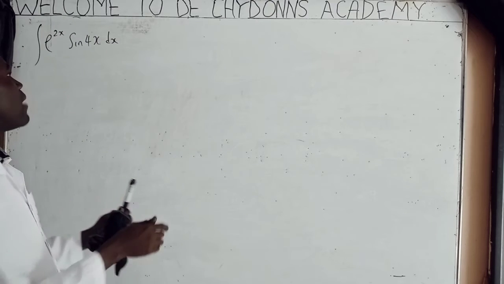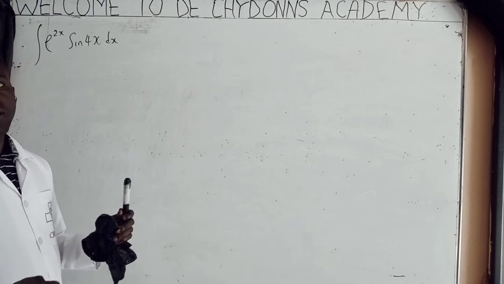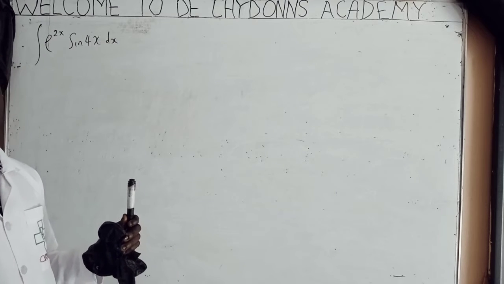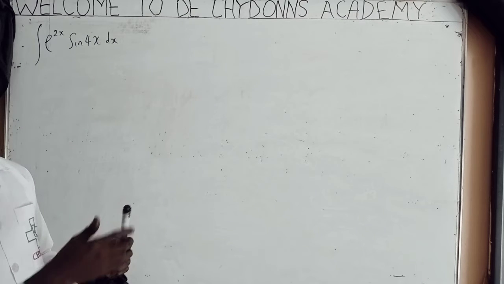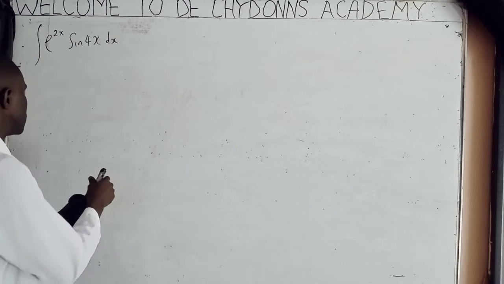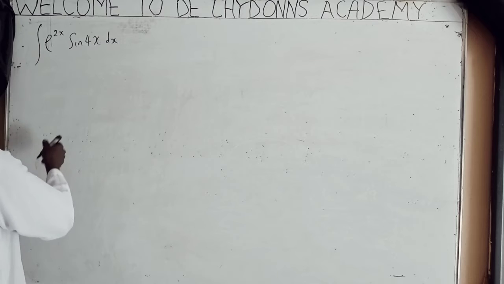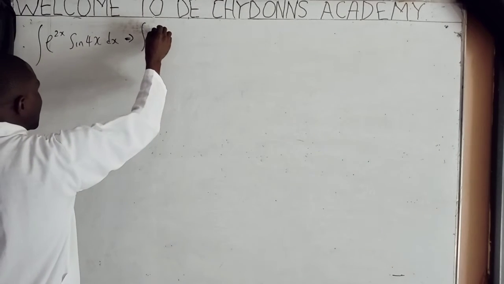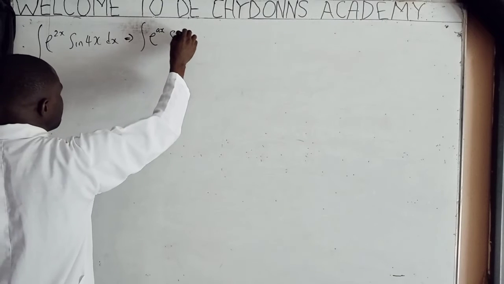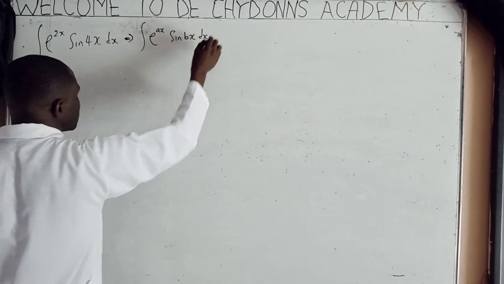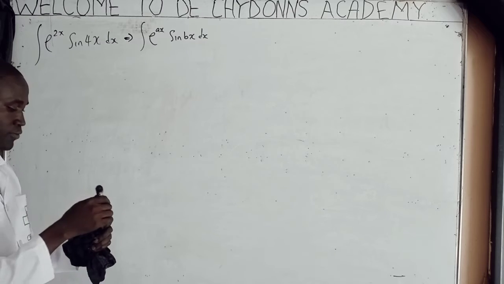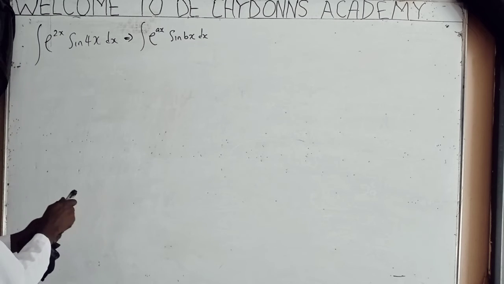Now, for us to be able to integrate this, let's derive a shortcut we can use so that anytime you see a question on this, you can easily use the shortcut and get it. Then you now say, I will get it from integrate exponential ax sine bx dx, where my a replaces 2 and b replaces 4 in comparison.